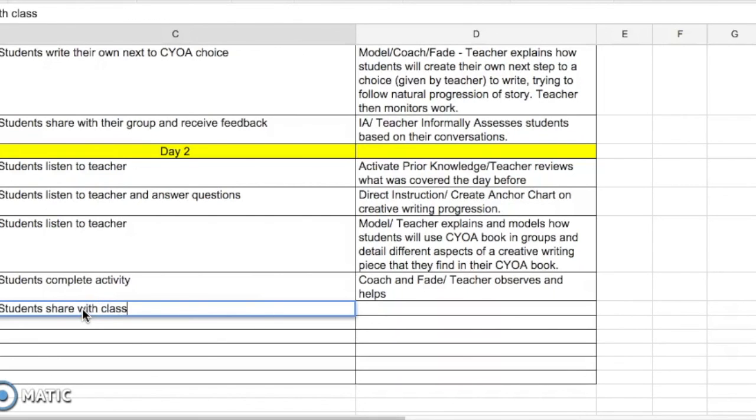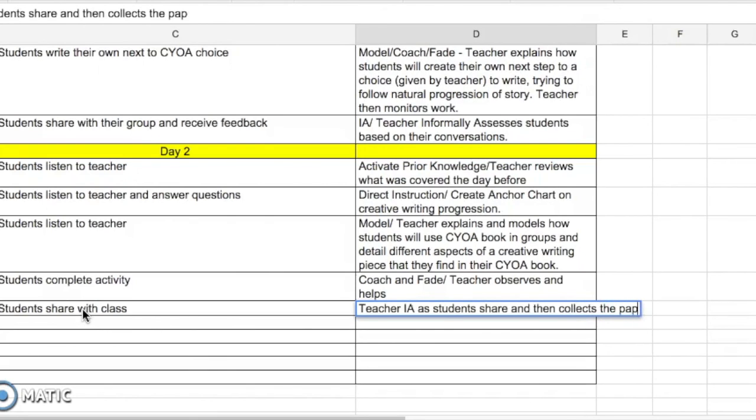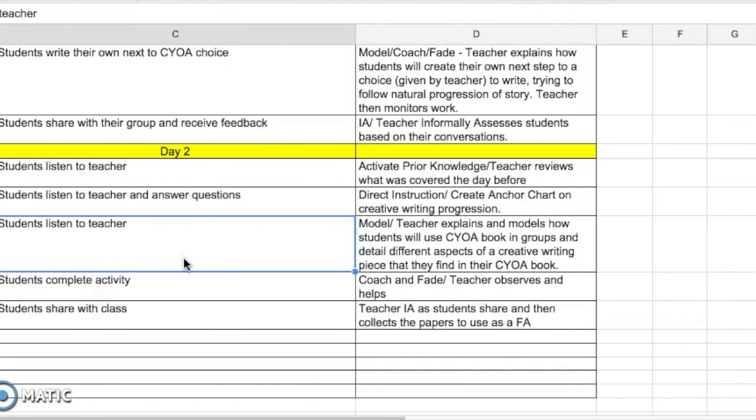Again, I love having them share. And then teacher informally assesses as students share, and then collects the papers to use as a formative assessment, so I can look at how the groups did and see, okay, they get this lesson, or nope, they still need some more work. So there's my lesson on narratives or creative writing.